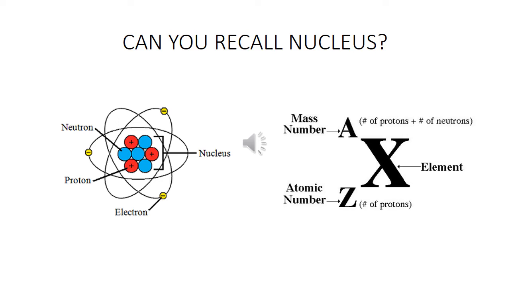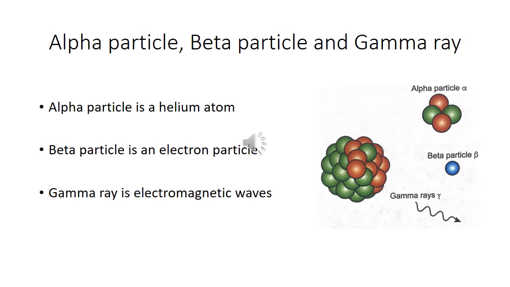There is a general atomic notation for the atom. The atom is represented by X, and we have the mass number of the element at the top left corner of the atom, and at the bottom left of the atom is the atomic number. Since we are talking about alpha decay, beta decay, and gamma decay, we by right should know what the alpha particle, beta particle, and gamma ray are. Alpha particle is actually a helium atom. Beta particle is actually an electron. And gamma ray is a type of electromagnetic wave.